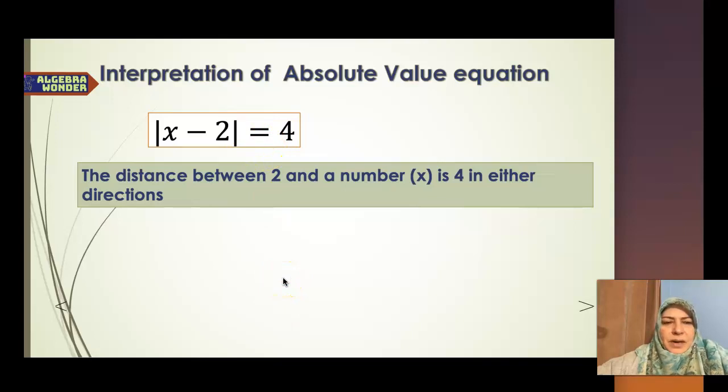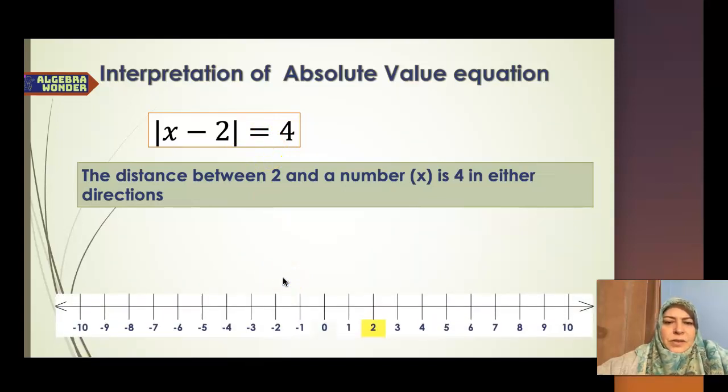So let's do this with number line first. So here's my number line. The distance between a number which I do not know yet and 2 is 4 steps on either direction. So either I go to the left or I go to the right. So now you can see 2 numbers here that are 4 steps away from 2. Either -2 or positive 6. So x can be negative 2 or can be 6.